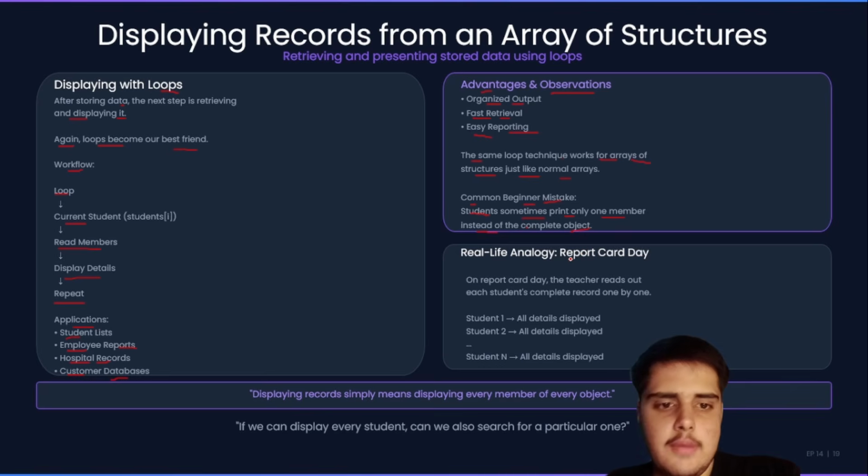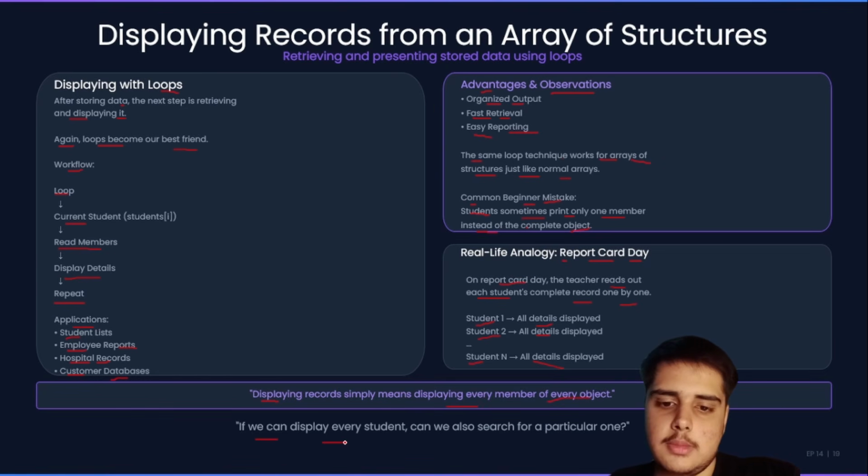A real life analogy is report card day. On report card day, the teacher reads out each student's complete record one by one. Student 1, all details, student 2, all details, student n, all details. So displaying records simply means displaying every member of every object.